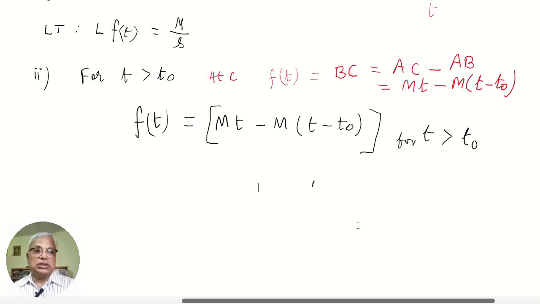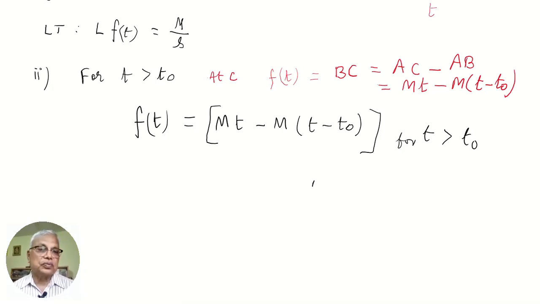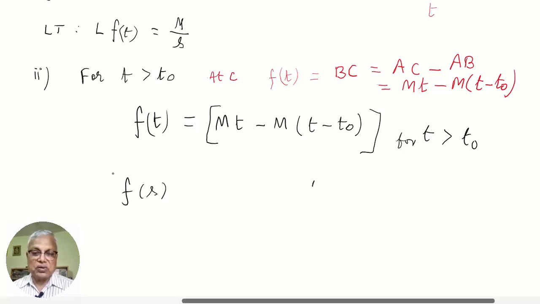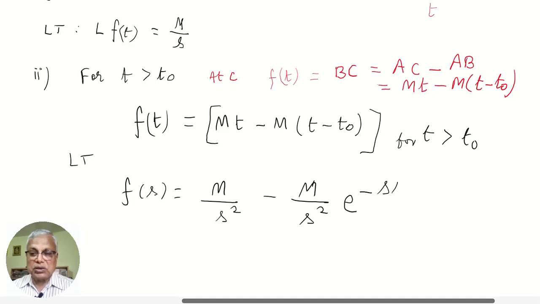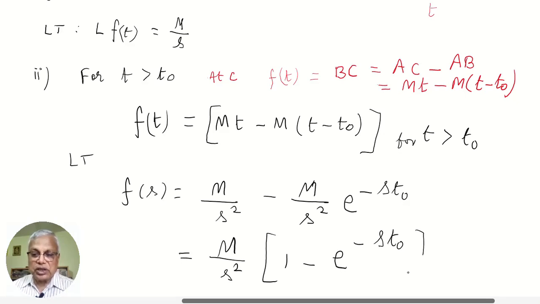Well, what is the Laplace transform of this? The Laplace transform of this function, F of s, will be equal to that of m t. We know m t is m by s square, and m of t minus t naught is the same as translation of the function, e power minus s t naught. So if we take m by s square common, we get 1 minus e power minus s t naught. What I have written is small s.